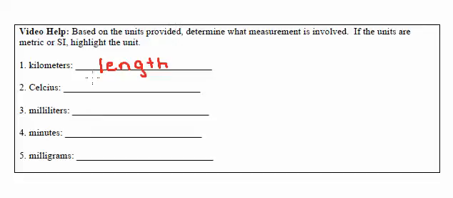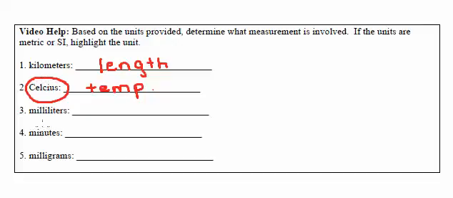For Celsius, Celsius is a unit for the measurement of temperature. Alright, and if you look at your table, for metric, the unit for temperature is degrees Celsius, and so I'm going to actually circle this because this is metric. Interestingly, the SI unit for temperature is Kelvin, which is something that we'll look at later this year.